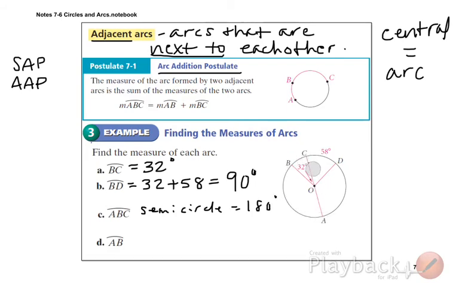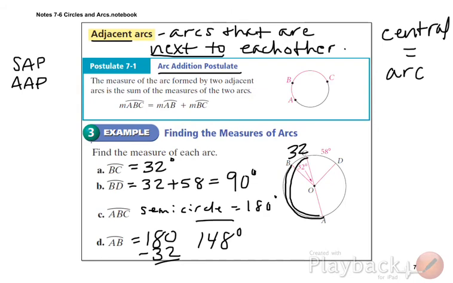Alright, and then finally we have arc AB, which is this guy right here. To figure that out, I know this arc is 32, and I know that whole arc right here is 180, so I'm going to take 180 and subtract 32 from it. Alright? Do that right, we get 148 degrees. So those are our answers for those examples of finding arcs, adding up arcs, subtracting from 180, whatever the case may be.